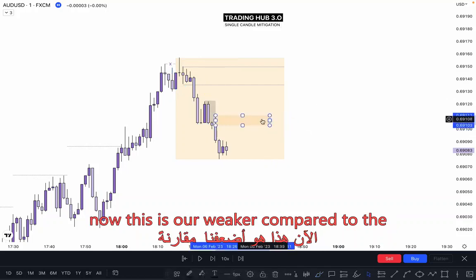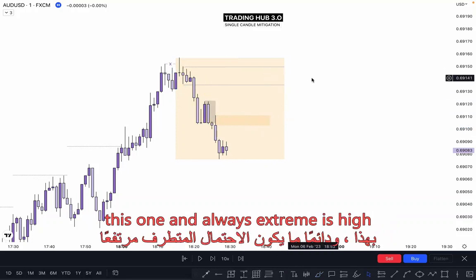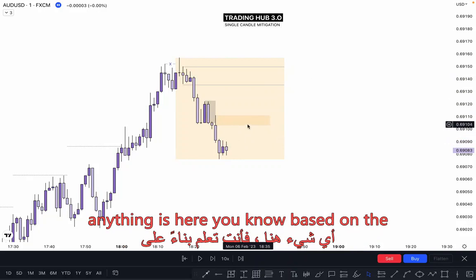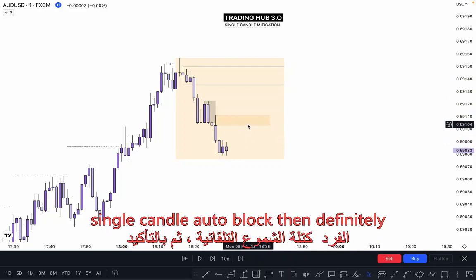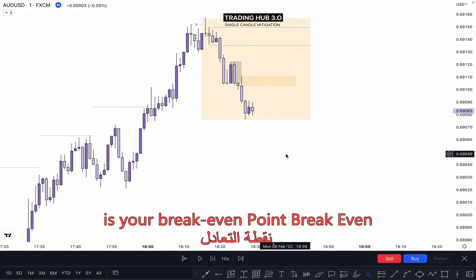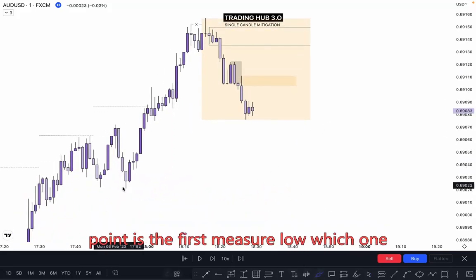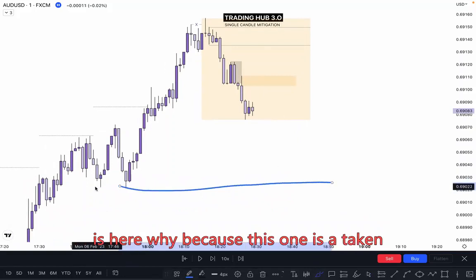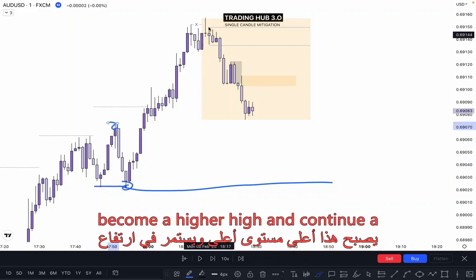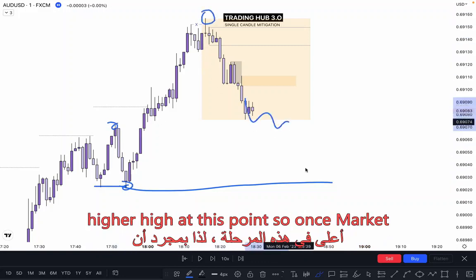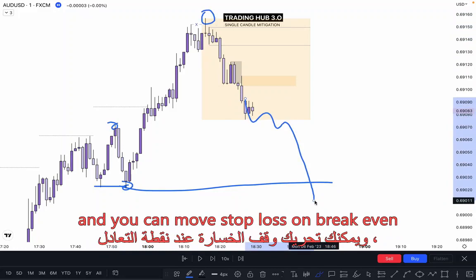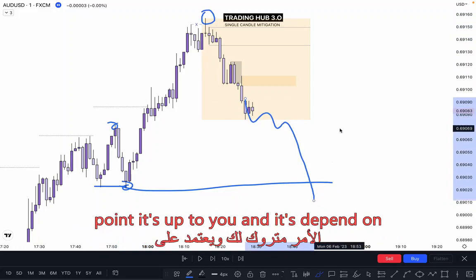So right now this is weaker compared to this one, and always extreme is high probability. But if market creates anything here based on the single candle order block, then definitely you can take entry here for sell. And where is your target at least, and where is your break even point? Break even point is the first major low, which one is here. Why? Because this one is taken out, the liquidity is here, right? So this becomes a higher high and continues going higher. So once market takes out this one, we can take partial and you can move stop loss to break even point. It's up to you and it depends on the situation.